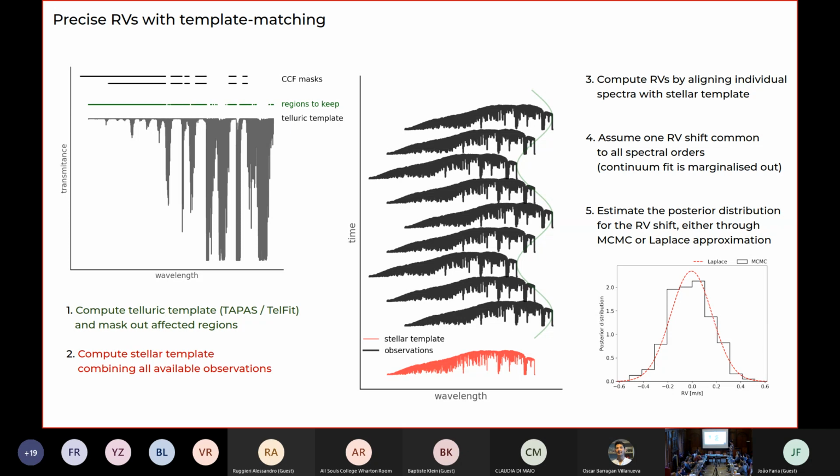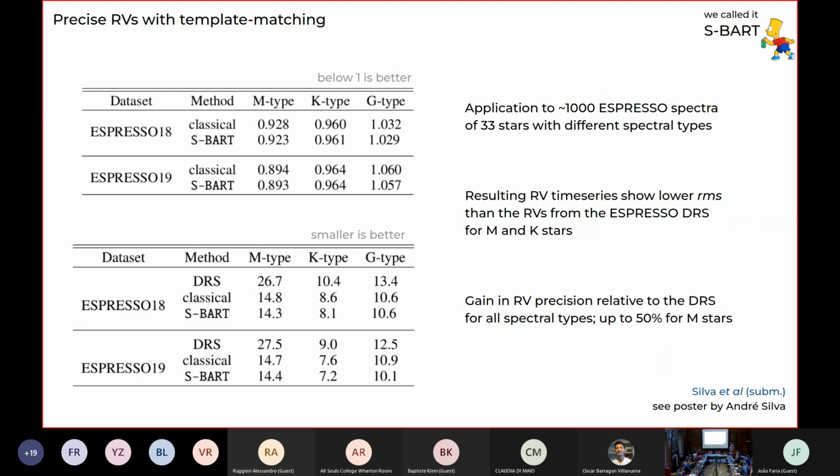So this happens to work quite well. André showed this very briefly: we did a comparison with all the stars that were observed with ESPRESSO up to a certain point. There are about 1,000 ESPRESSO spectra in this comparison of 33 stars. Here you see the ratio between the RMS of the DRS radial velocities, so CCF radial velocities, compared to S-bar. Let's just compare this line here. This is our classical template matching, which doesn't have the single radial velocity shift assumption. For all of the M stars and the K stars, we do slightly better in terms of RMS. We decrease the RMS a little bit relative to the DRS. For G-type stars, not as good, but we're doing okay.